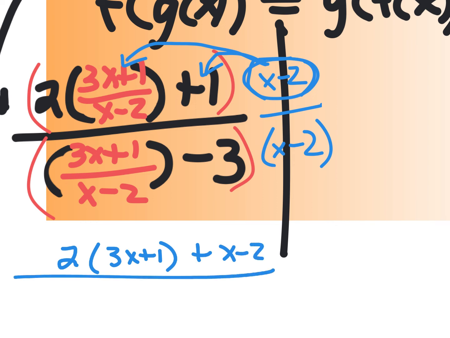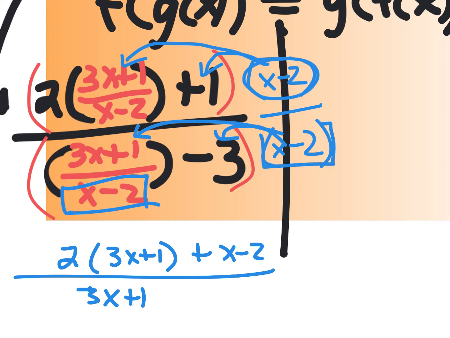Over, this one does the same thing. When I times that on the top, or to the left side, the x minus 2's cancel. So then it's 3x plus 1. Because this x minus 2 and this x minus 2 canceled. Okay, but now I got to distribute it, so I go to the 3. Minus 3 parentheses x minus 2.